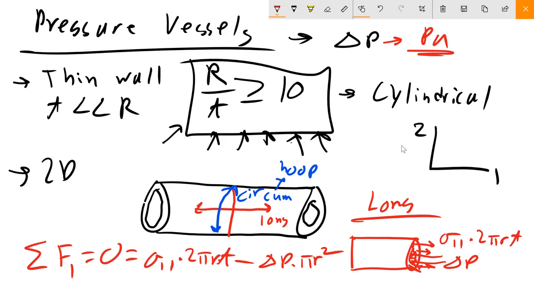I could solve, and I find that my sigma 11, which is equal to my sigma longitudinal, is equal to delta P R over 2T. Very important finding there.